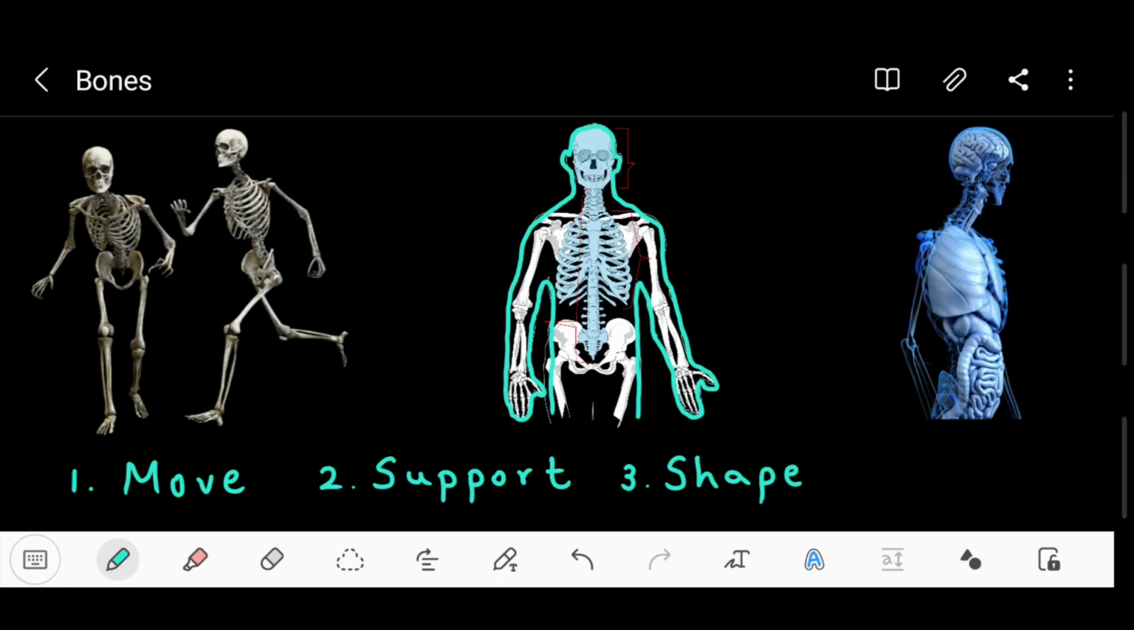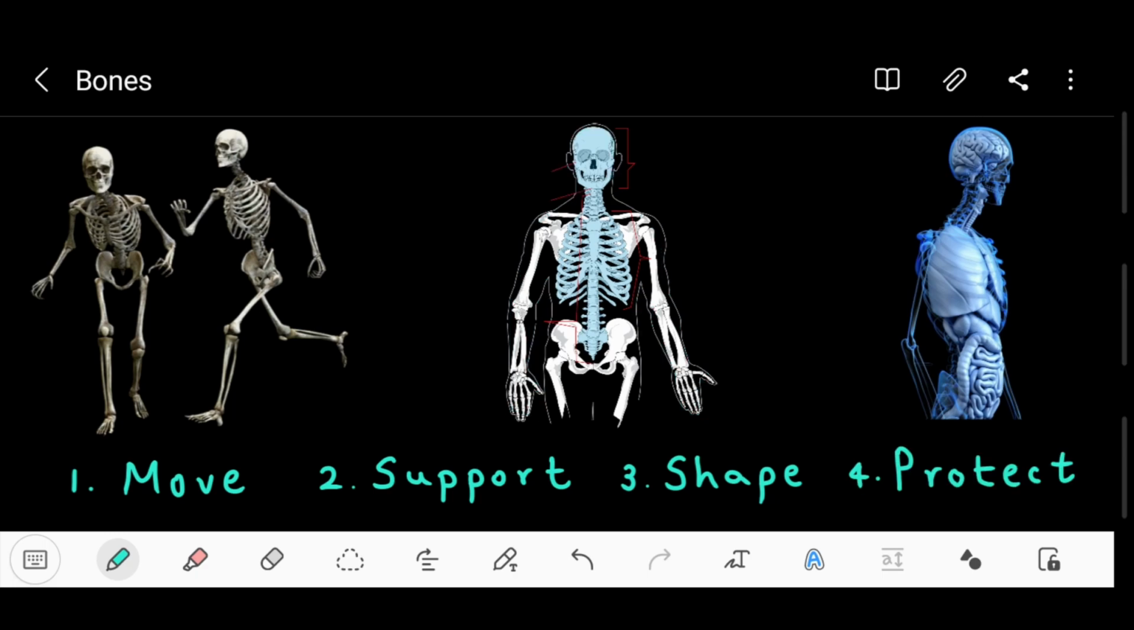The third function of the skeleton is that it gives us a nice shape. As you can see, I have outlined the shape of the human in this skeleton. The fourth function of the skeleton is that it protects the organs that are inside the body. You can see that here we have the brain protected within the skull, and here we have the lungs protected within the rib cage. We will be discussing more about this next.